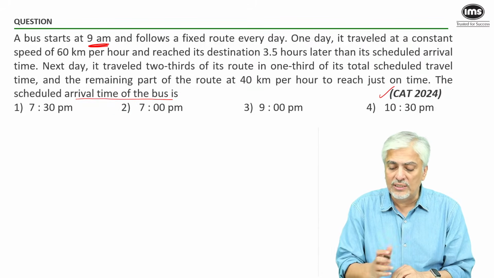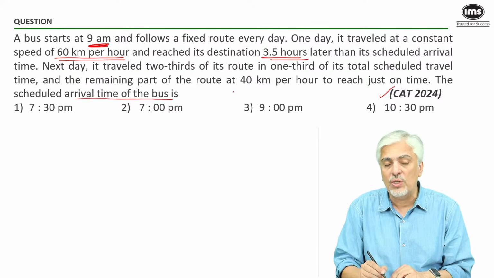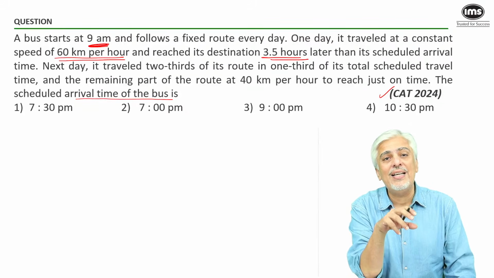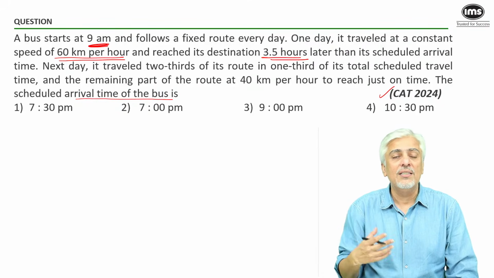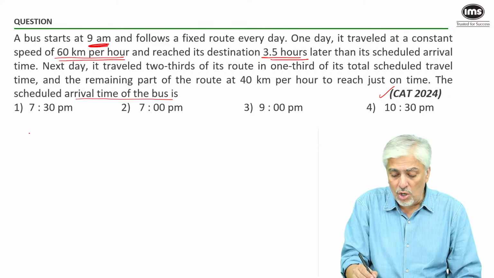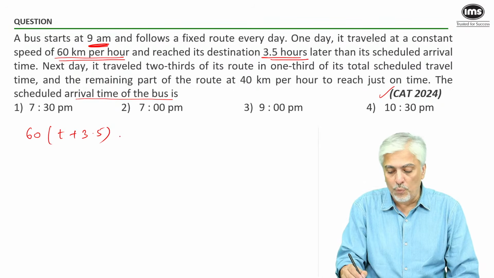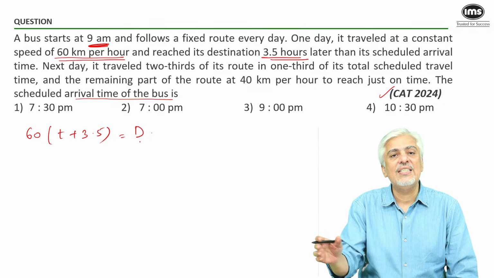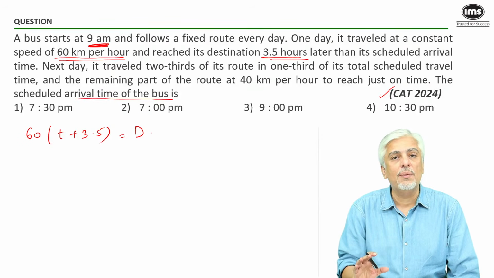One day it traveled at a constant speed of 60 km per hour and reached its destination 3.5 hours later than the scheduled arrival time. So suppose it had planned to travel in T hours. The original plan was that the bus will travel in T hours. But because it was traveling at 60, the bus took 3.5 hours more. If I open this bracket up, which I will not do, this becomes my total distance. 60 multiplied by (T plus 3.5) becomes my total distance which the bus will have to travel.